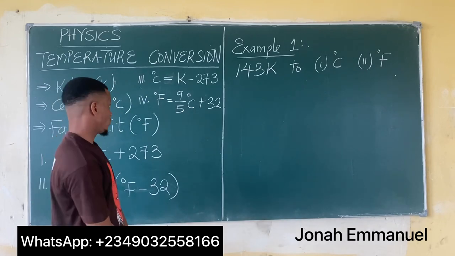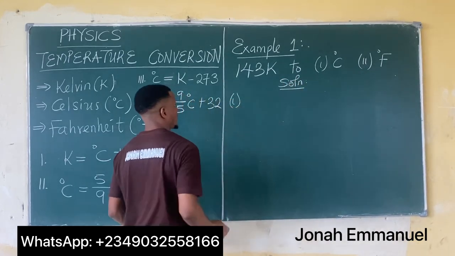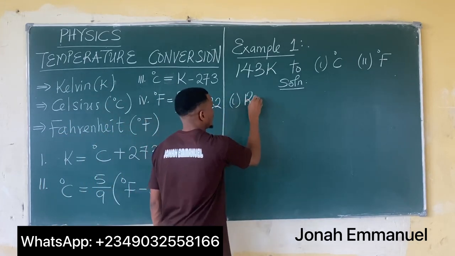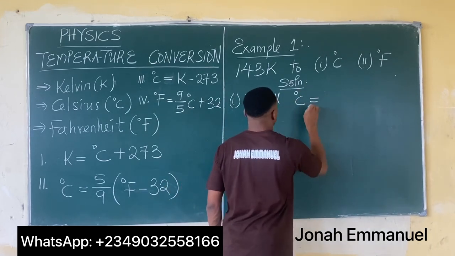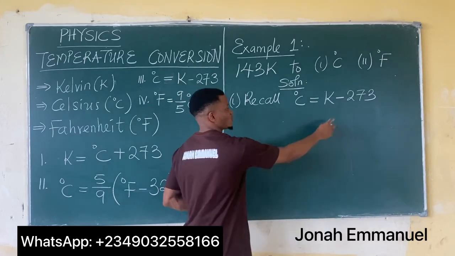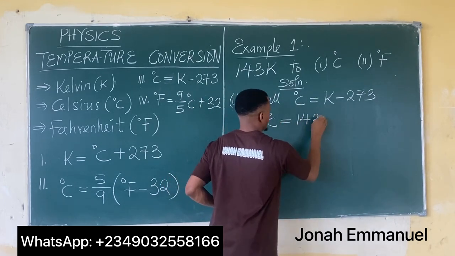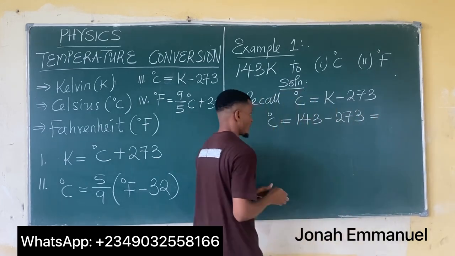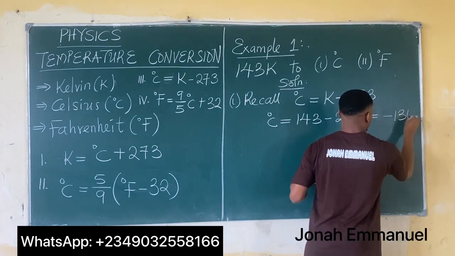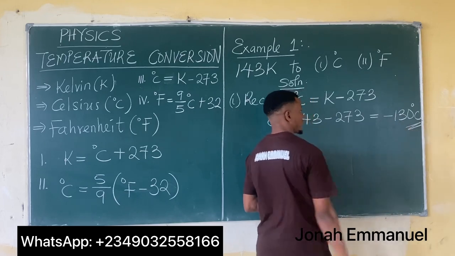So how do we solve this? First of all, solution number one: the relation between degrees Celsius and Kelvin can be put here. Recall that we said degrees Celsius is equal to the value of the Kelvin minus 273. So this conversion simply subtracts 273 from the value in Kelvin. Hence, Kelvin is 143 minus 273, and if I do my subtraction, that gives you minus 130 degrees Celsius. So converting 143 Kelvin to degrees Celsius gives you minus 130 degrees Celsius.